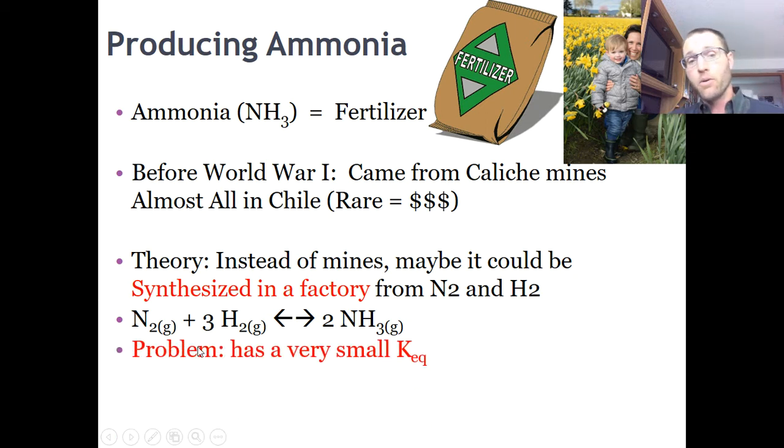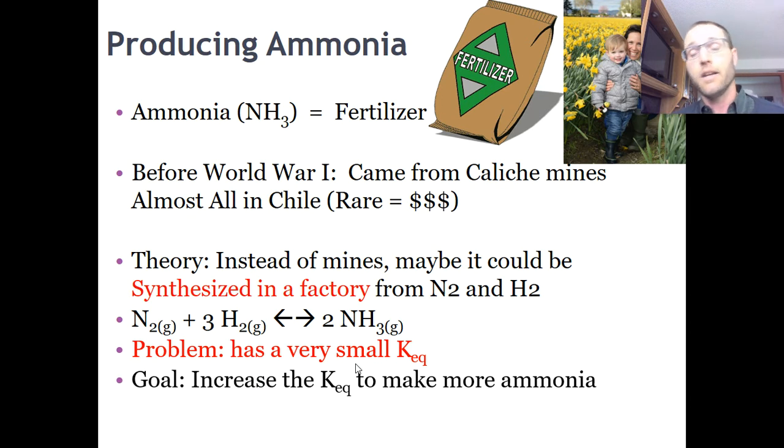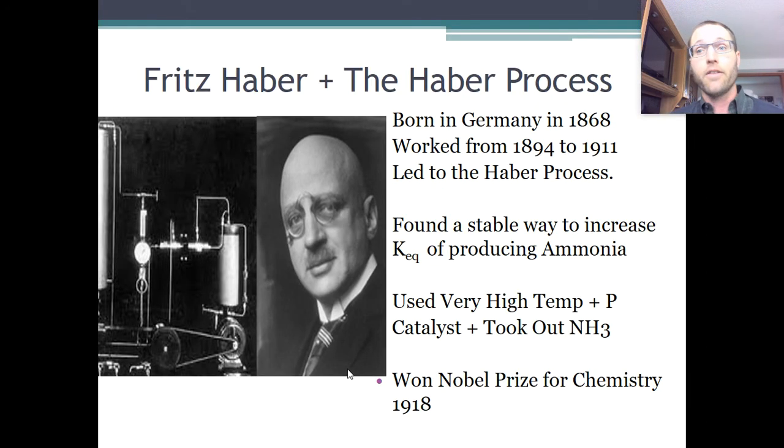And that's where, of course, it came into the challenge of this has a very small KEQ. It doesn't like to make ammonia because nitrogen's so stable. So the challenge became to increase the KEQ to get the reaction to do what we want, to make more ammonia so we could have more fertilizer. And, well, the guy that figured that out was a guy named Fritz Haber.